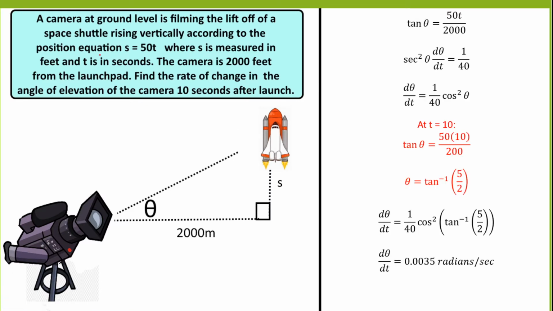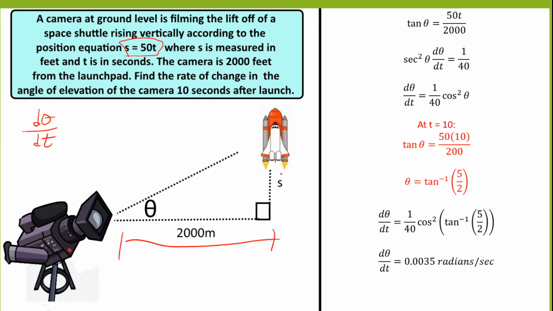Our space shuttle's position equation is s equals 50t, where s is measured in feet and t is measured in seconds. The camera is 2,000 meters away from the launch pad. I want to find the rate of change in the angle of elevation of the camera. How fast does this angle change 10 seconds after launch? So what I'm really looking for is the change in our angle over time. How fast does the angle change? Which would be in radians per second.